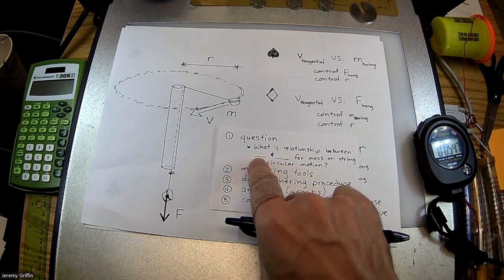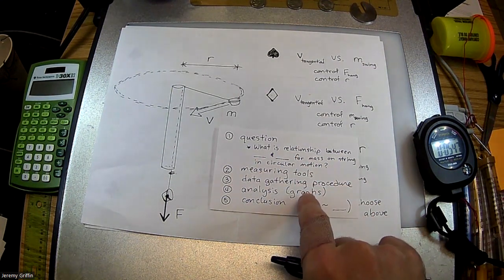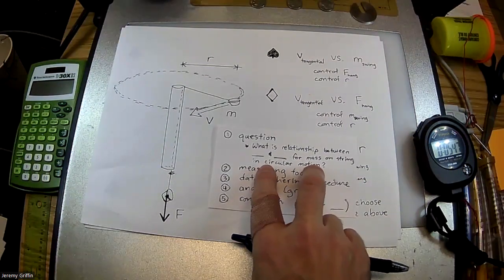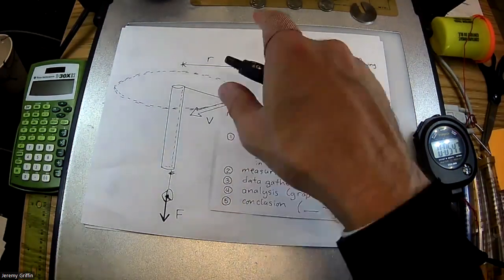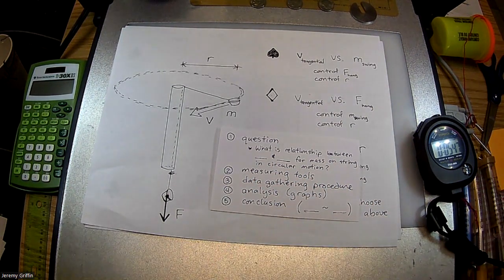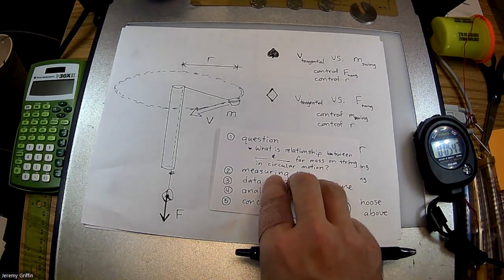What is the relationship between blah and blah variable, depending on which card is on your desk, for the mass on a string of circular motion? That's the question. What's the relationship between these two variables, with the other two controlled? Of course, there's 3 different perspectives on that. We're going to take those 3 perspectives to make one giant equation for that.